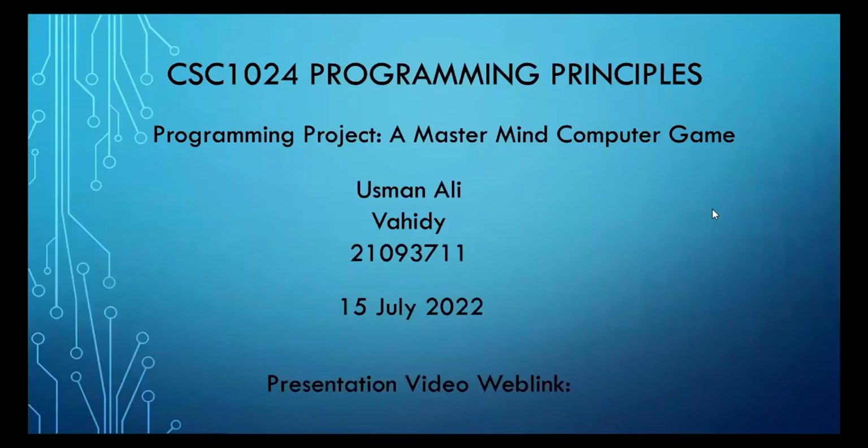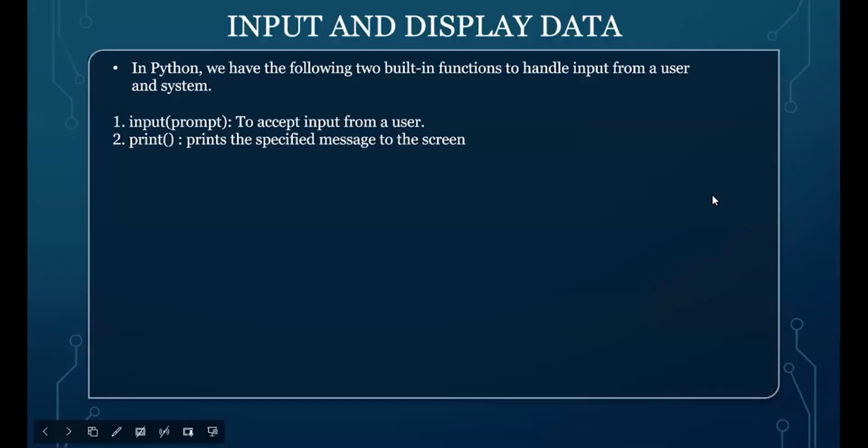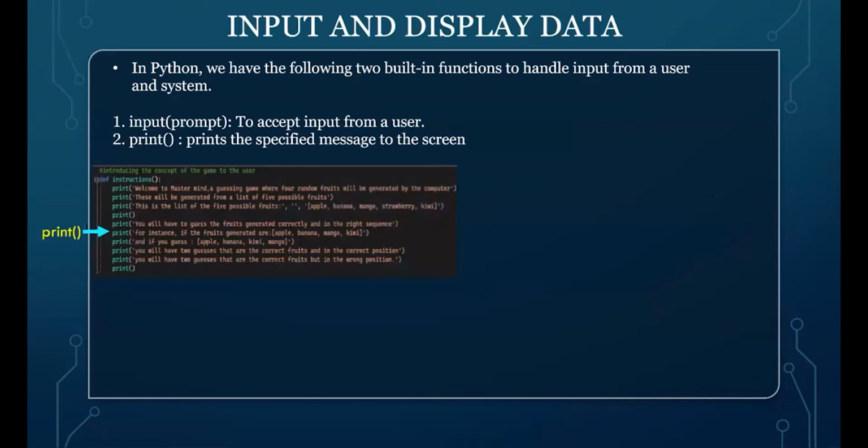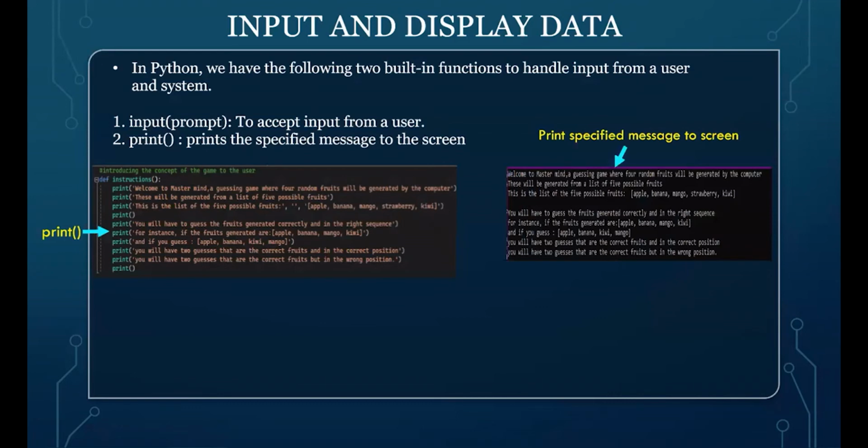And now I will be talking about the Python programming techniques that I have implemented in my program. I will start off with input and display data. And for this in Python, there are two functions, namely the input and the print function. The print function is used to display some message to the user. And as you can see from the code and running of program, I have used this to display the instructions for playing the game to the user in my program.